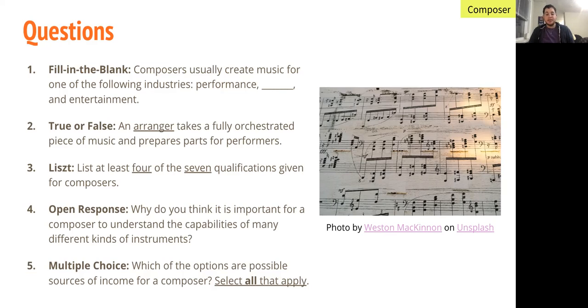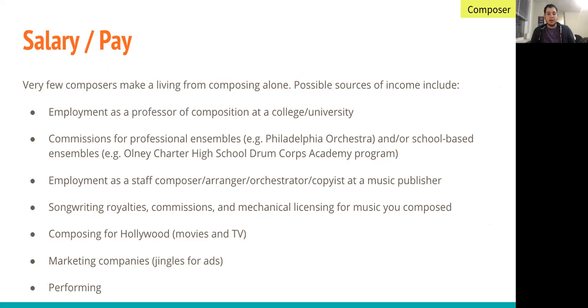Number 5, multiple choice. Which of the options are possible sources of income for a composer? Select all that apply. The answers for possible sources of income are on this slide. Possible sources of income include employment as a professor of composition, commissions for professional ensembles or school-based ensembles, employment as a staff composer, arranger, orchestrator, or copyist at a publisher, songwriting royalties, commissions, and mechanical licensing for music you composed, composing for Hollywood, marketing, and performing.